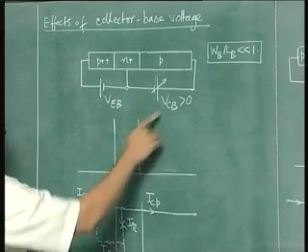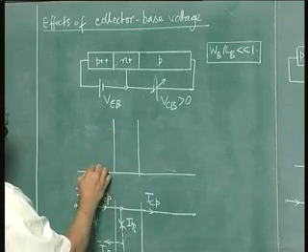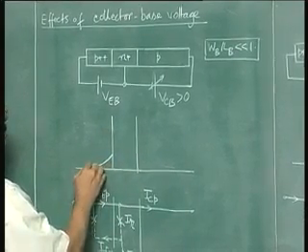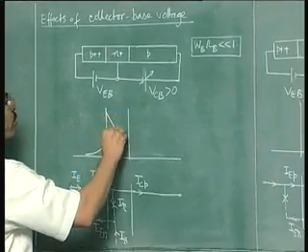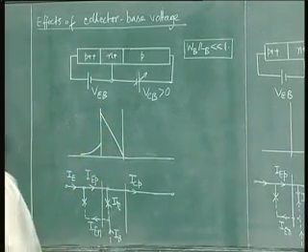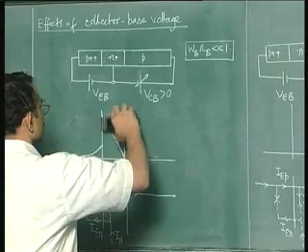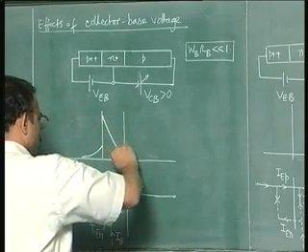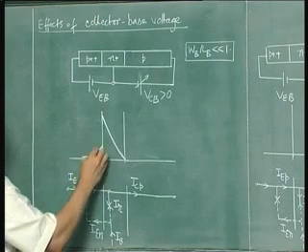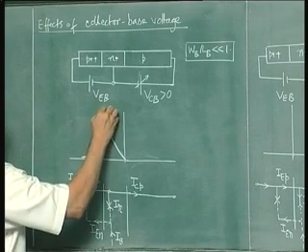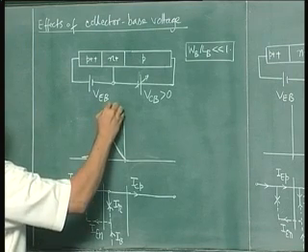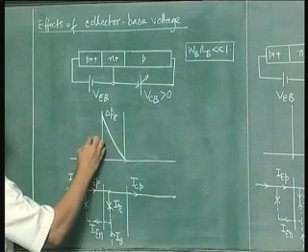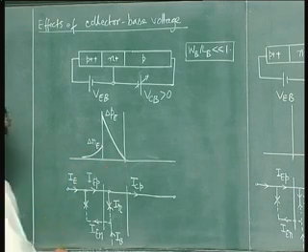So for collector base 0 bias, your excess carrier concentrations would be something like this. So this is close to a straight line. This is delta PE and this is delta NE on this side. This is for collector base voltage equal to 0.